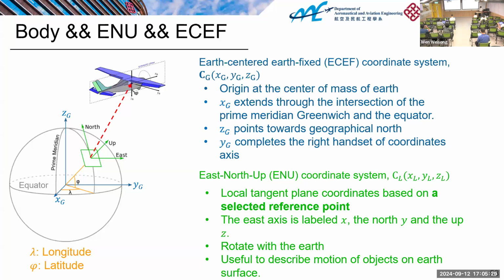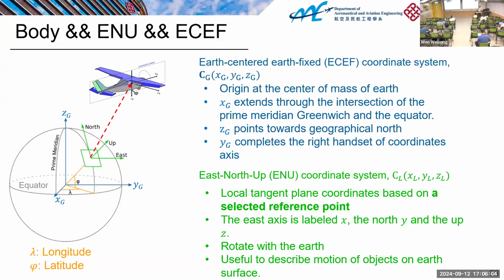So this is the local tangent plane coordinates based on a selected reference point. The east axis is labeled X and the north is Y. That's why we call it ENU: east X, north Y, and U means up, corresponding to Z. It also rotates with the Earth, and importantly, this is useful to describe the motion of objects on the Earth's surface. So basically, for navigation purposes, the three coordinate systems are good enough.